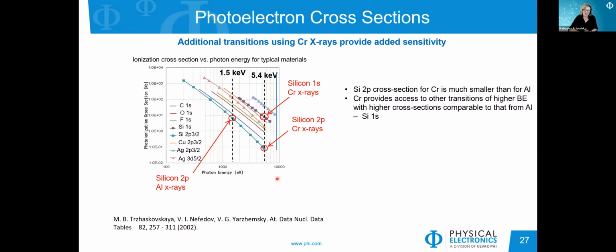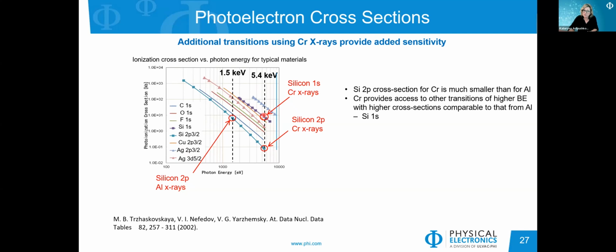Another advantage comes from what I mentioned before, that we are losing intensity using higher energy sources. If you look at the photon energy and ionization cross-section, and focus, for example, on the silicon 2p transition, we have a cross-section, which is directly proportional to intensity, using the aluminum source. We are losing several orders of magnitude using the chromium source for silicon 2p. So if you would like to analyze silicon 2p, you would have to spend more time acquiring the data.